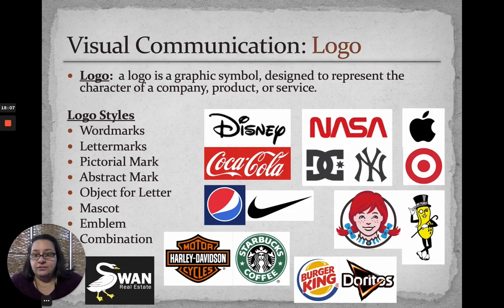Then we have the object for letter. This can be a little tricky. The example for that is the Swan Real Estate logo down here. The swan is in the position of an S, and so we see Swan spelled out that way. Sometimes it's very literal like that. Sometimes it can be a different type of object that's just in the shape of the letter it's representing.